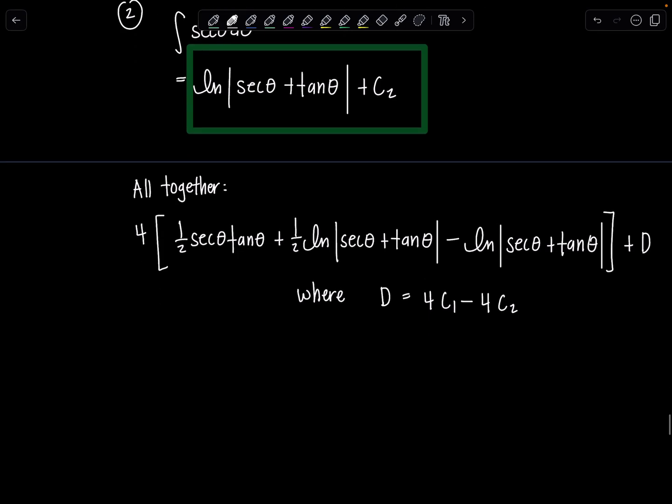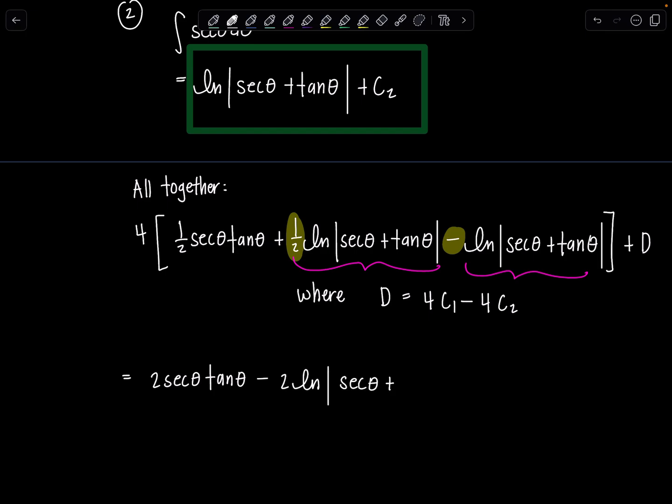Okay. What do I notice here? These two natural log expressions can be combined. I can clean up their coefficients. I have positive 1/2 and negative 1. Oh, I know, right? And at the same time, I'm going to distribute the 4. Can you handle all this? Yes, you can. This is 2 secant theta tan theta. This is going to give me minus 1/2 natural log secant theta plus tan theta, but times 2. So then it's going to be minus 2 natural log absolute value secant theta plus tan theta plus D.